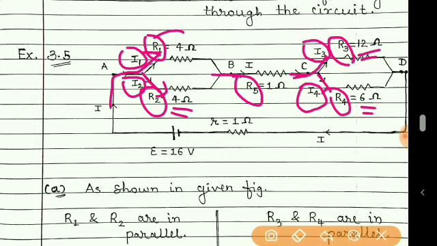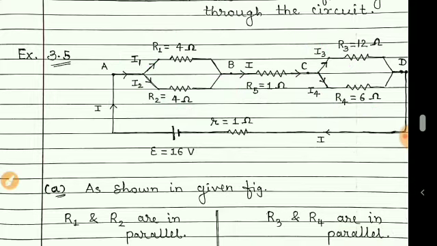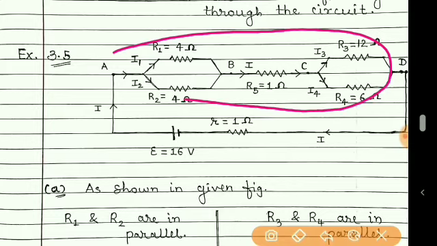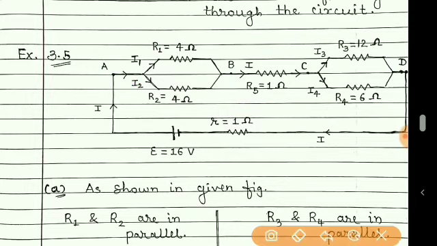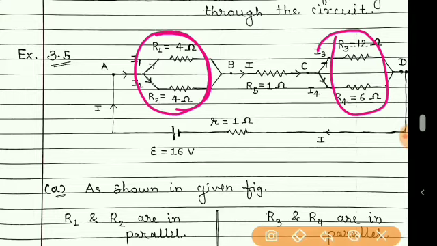Now here in this example we want to find the total resistance of this, that is across points A and D. What is the total resistance that we have to find? So first we will start with these two. These are in parallel. Also these two are in parallel.